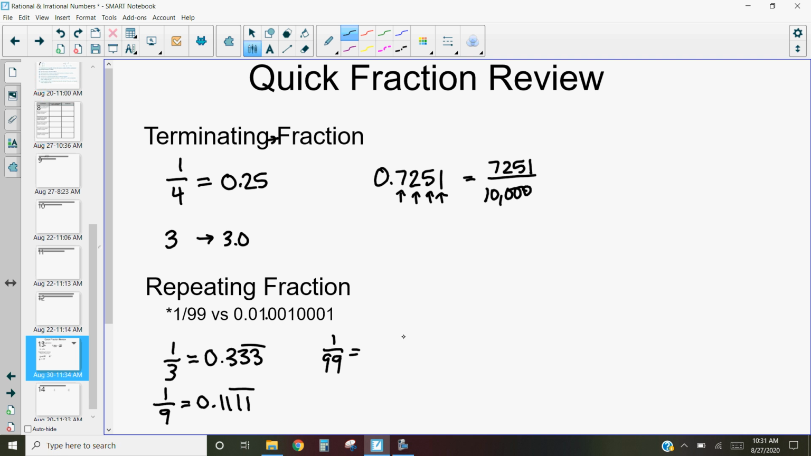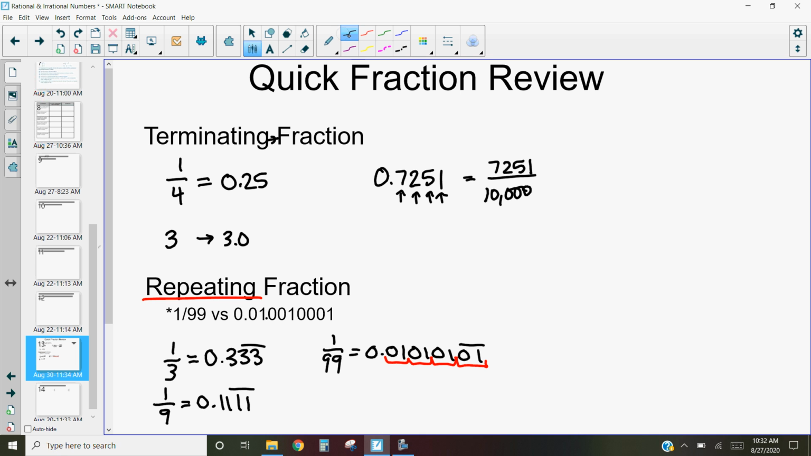Now 1/99 equals 0.01010101, where that 01 is repeated. Notice how we have this set of numbers, that chunk. It's repeated. It's like we copied it and then pasted it over and over. That's what it means when it says repeat. It's like we copy and pasted a set of numbers over and over.